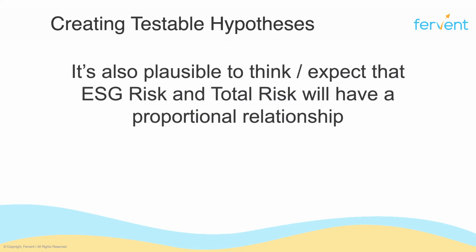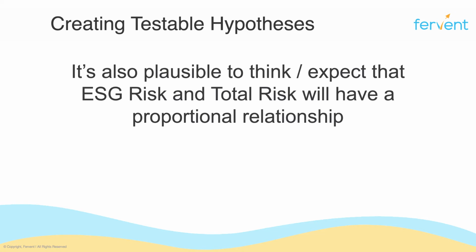Because they're both kinds of risk, and the worse the governance of a firm, for instance, the weaker its corporate governance, the more likely it is to take part in fraudulent activities, for instance, right? And naturally, of course, fraudulent activities is a pretty massive firm-specific risk, and firm-specific risk is a part of total risk, right? So you'd kind of expect ESG and total risk to have a proportional relationship.